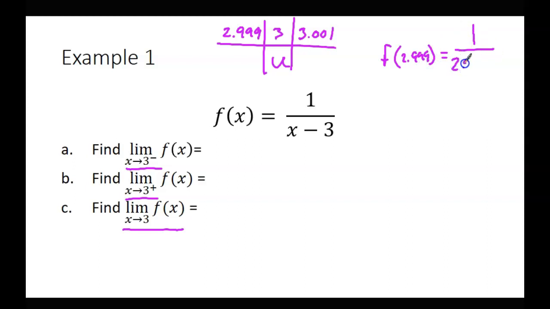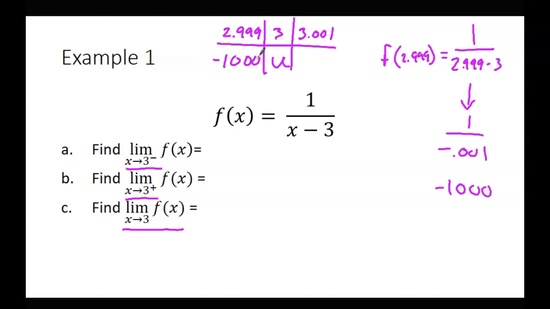But I'm just going to plug in 2.999 minus 3. And what that's going to give me is 1 over negative 0.001. Somebody with a calculator want to help me out with that? Thanks. Okay.